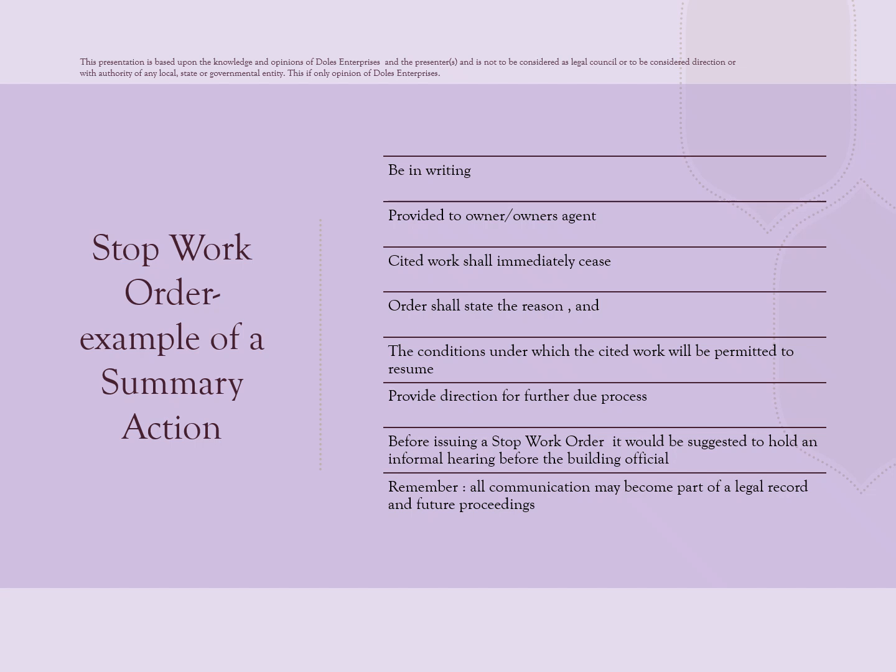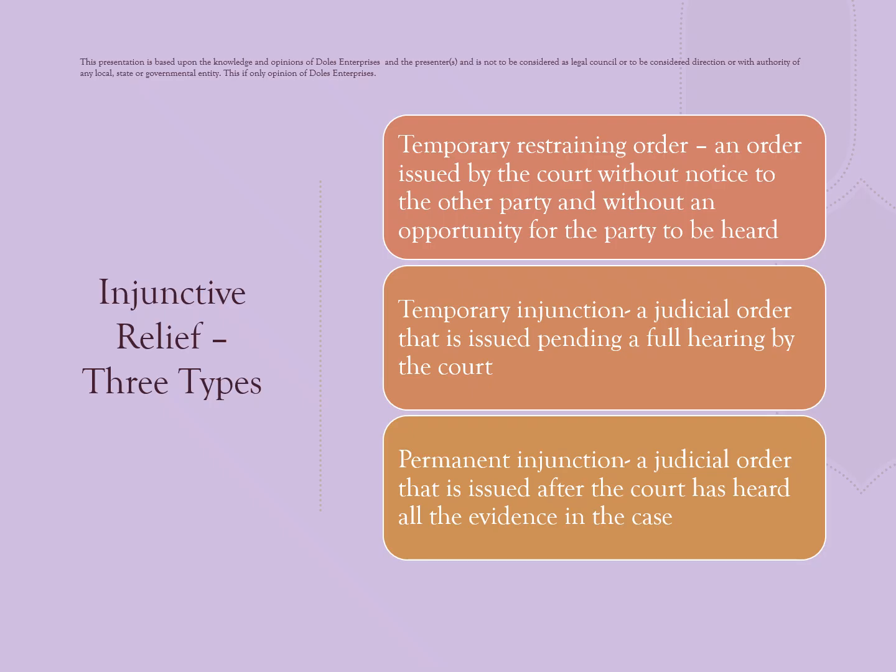Before issuing the stop work order, it would be suggested that the building official and contractor or owner meet first. And remember, all communication may become part of a legal record in future proceedings. After other administrative relief options are exhausted, an injunction may be sought by the building official. The remedy is, in essence, an order of the court which requires that the defendant cease and desist from all conduct that amounts to a violation of the building code.